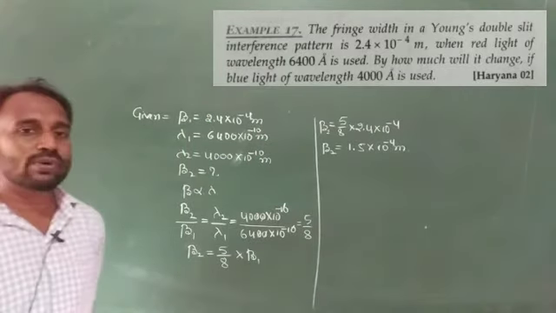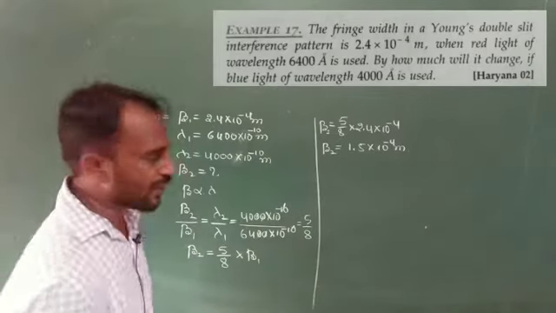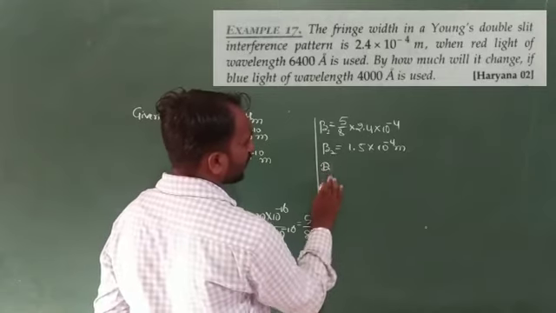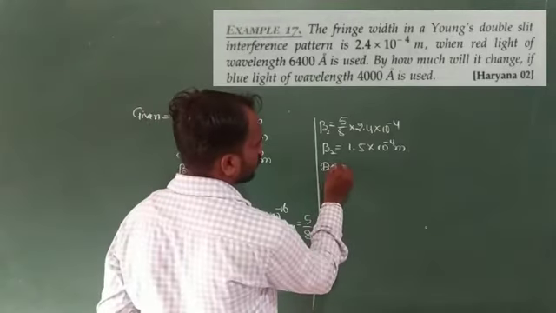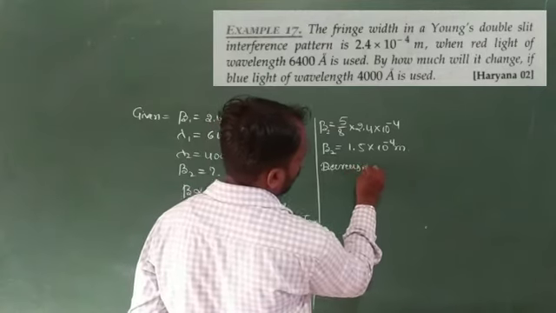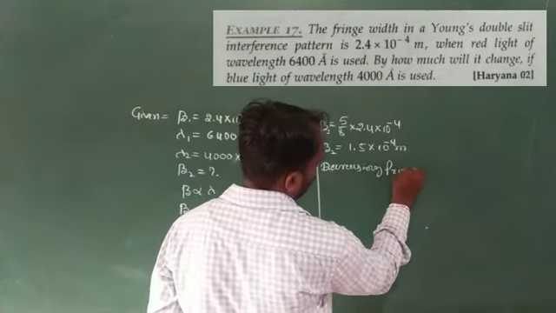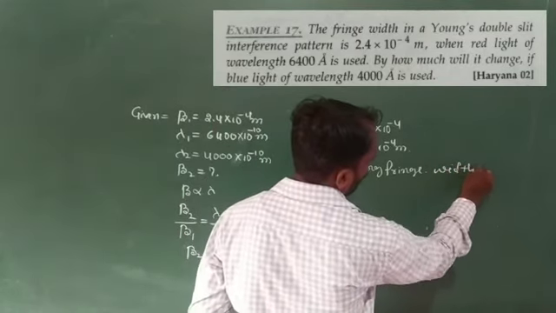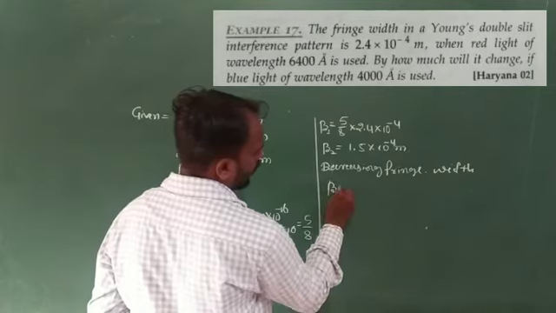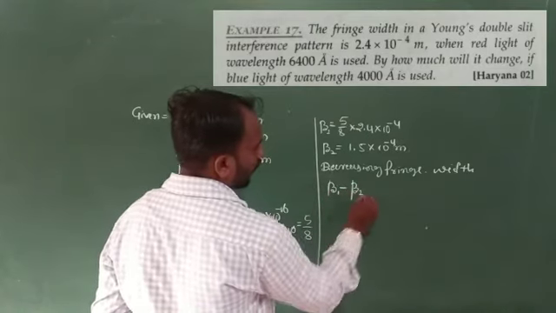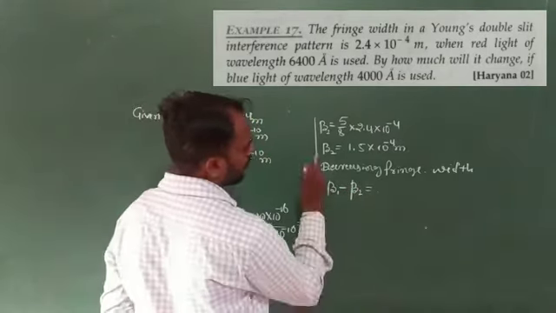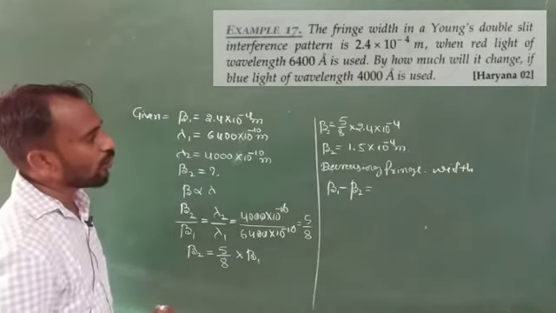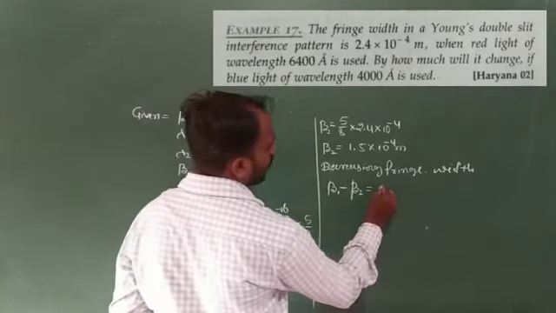Okay, so here we want to calculate the difference between the two fringe widths. The difference means a decrease in fringe width, that is beta 1 minus beta 2. The beta 1 value is 2.4 into 10 power minus 4 meter and the beta 2 value is 1.5 into 10 power minus 4 meter.